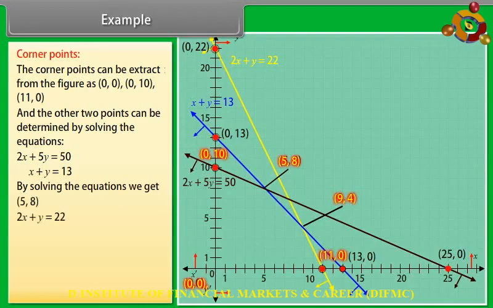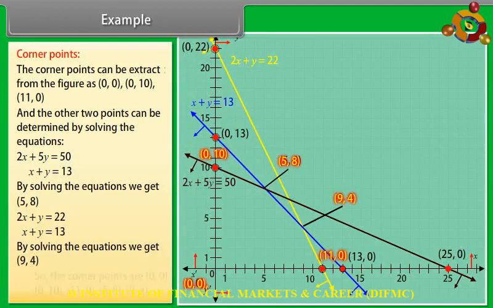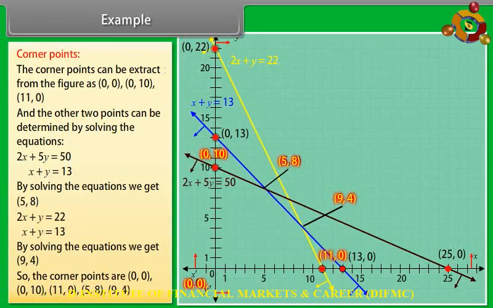2x plus y is equal to 22, x plus y is equal to 13. By solving the equations, we get 9, 4. So, the corner points are 0, 0, 0, 10, 11, 0, 5, 8, 9, 4.